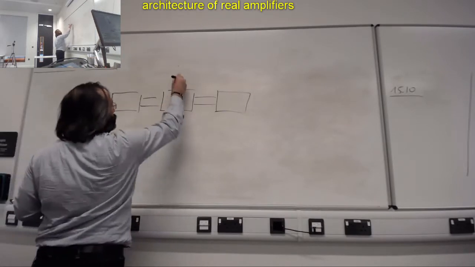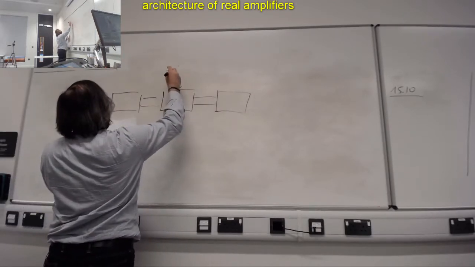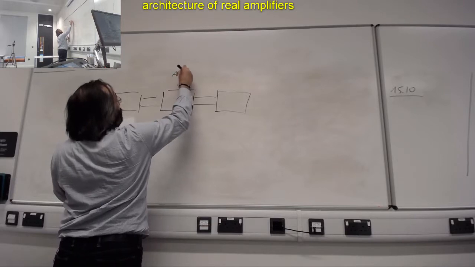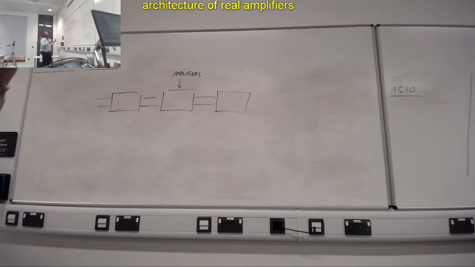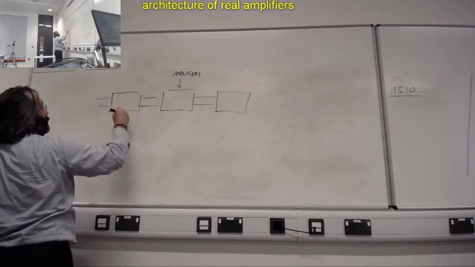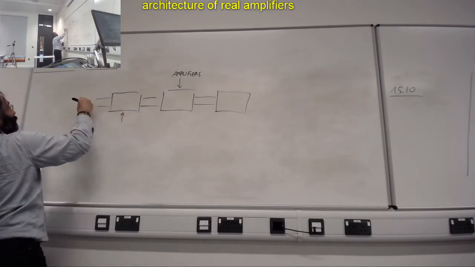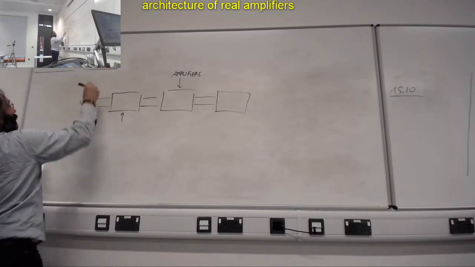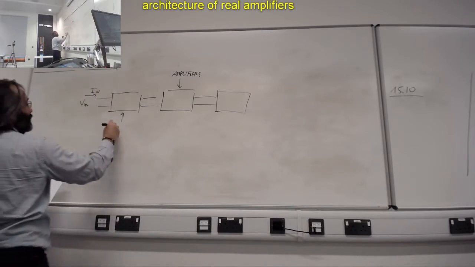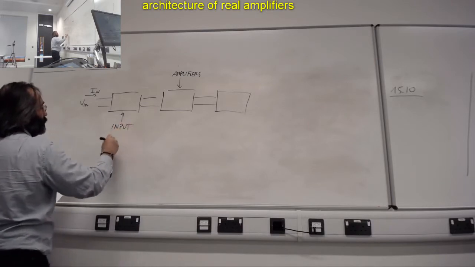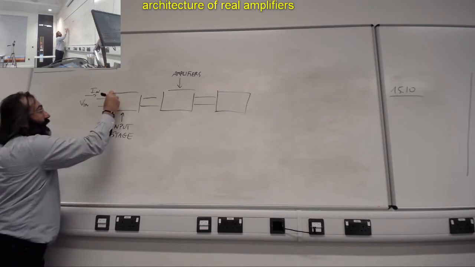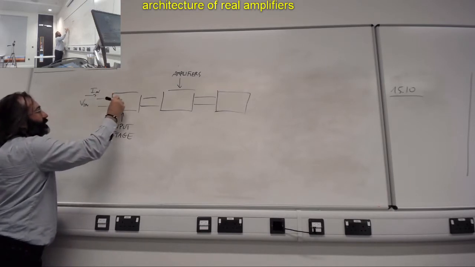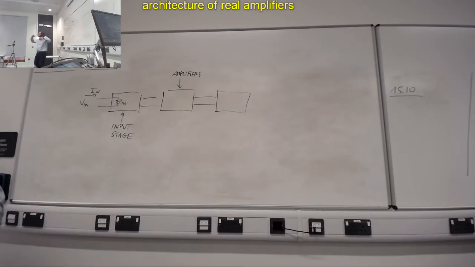So this is what we've seen now, the amplifiers, cascaded, whatever. The first stage, this is V input or I input. The first stage is the input stage, which is actually used to achieve the desired input impedance of the overall cascade.